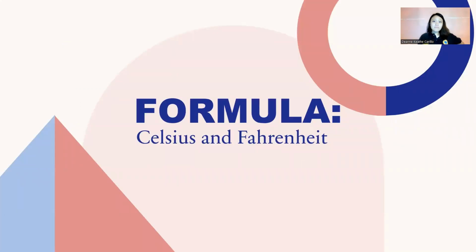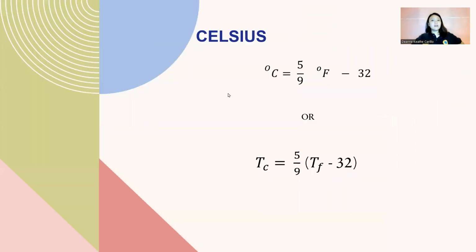So let's proceed na matutunan natin ang formula for Celsius and Fahrenheit. Formula for the Celsius scale: degree Celsius is equal to 5/9 (degree Fahrenheit minus 32). Or temperature Celsius is equal to 5/9 (temperature Fahrenheit minus 32).